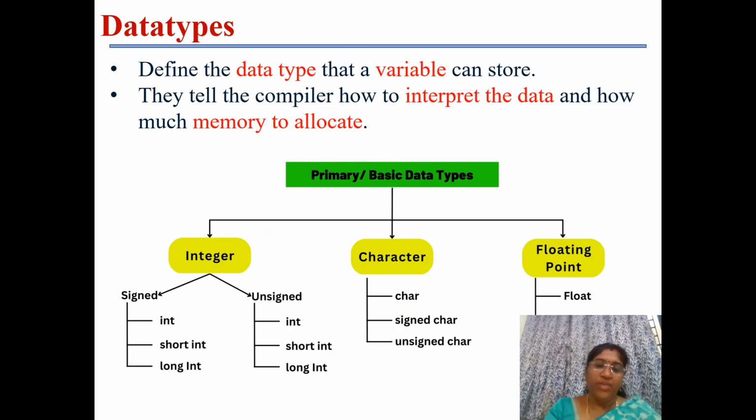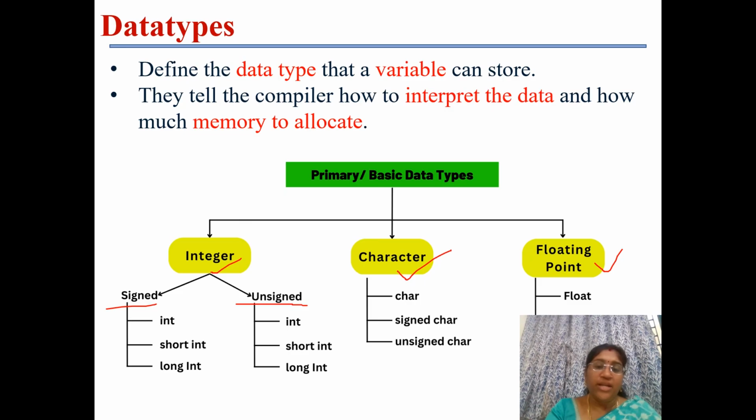Data types in C specify the size and type of information the variable will store. Data types in variable declaration instruct the compiler how to interpret data and how much memory to allocate for each variable. The fundamental data types used to declare variables in C programming fall into three main types: integer, character, and floating point. Integer data type is further classified into signed integer and unsigned integer.